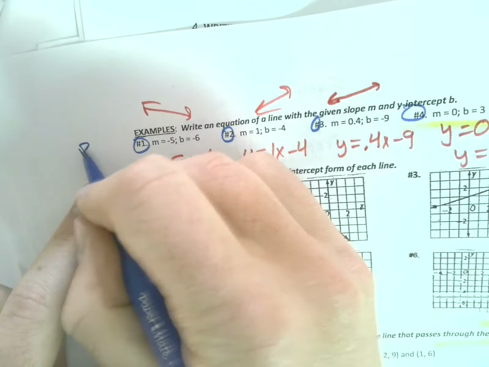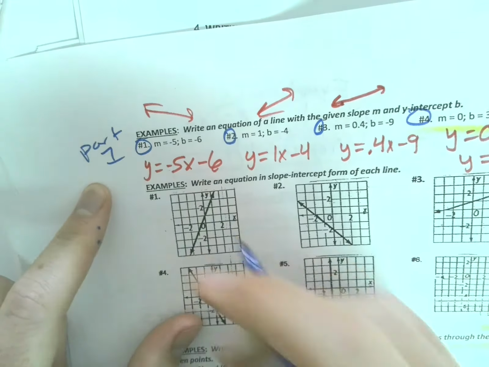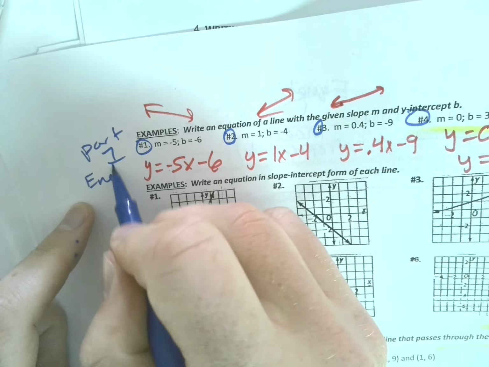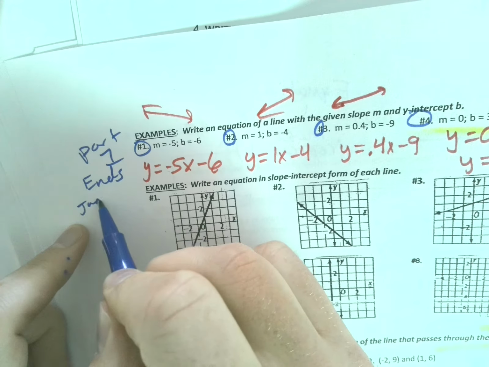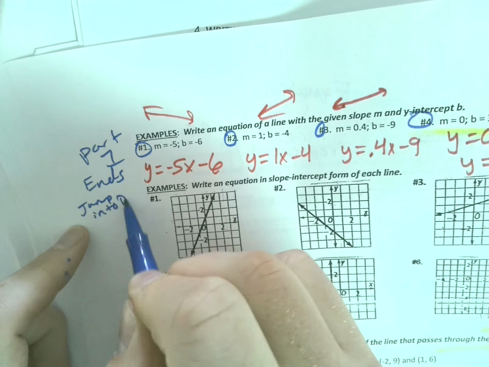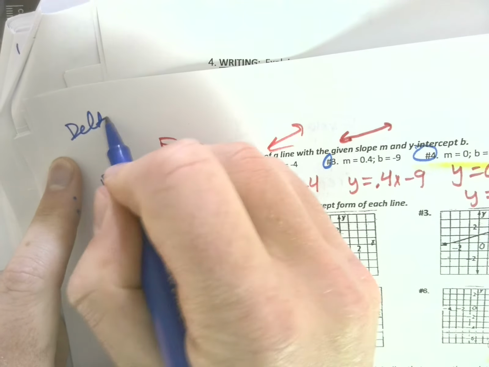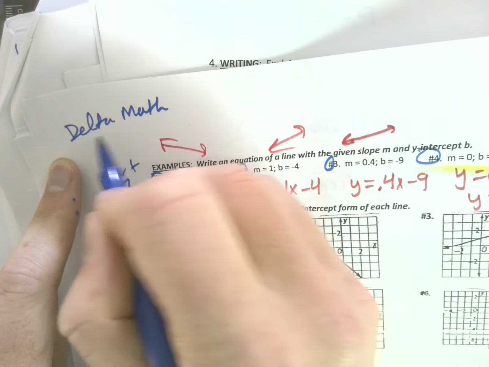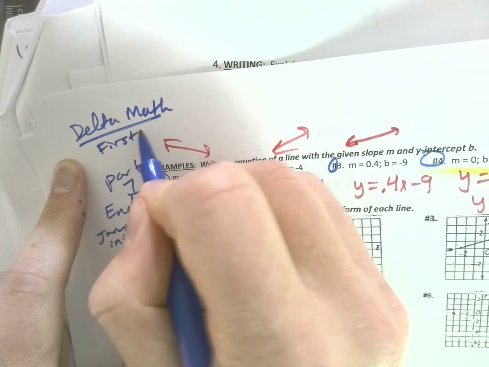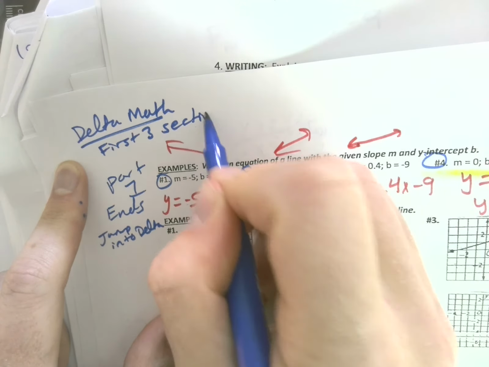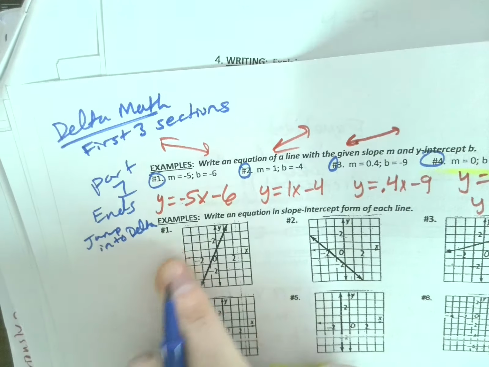So, guys, now that we've had a chance to do part 1 of day 3, it ends here. I'm going to give you a chance to jump into Delta Math. We're going to be working on Delta Math, and we're going to hopefully be doing the first 3 sections. So let's go and be working on those right now, guys. Thank you very much.